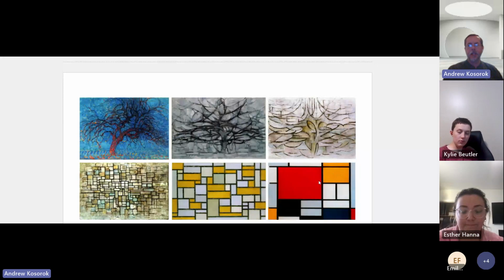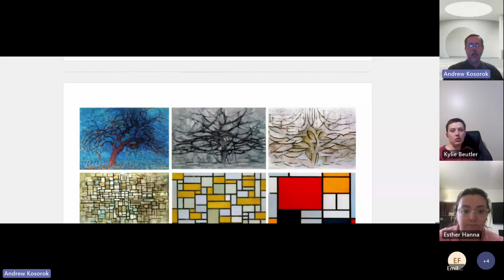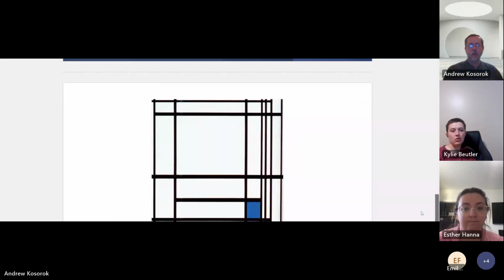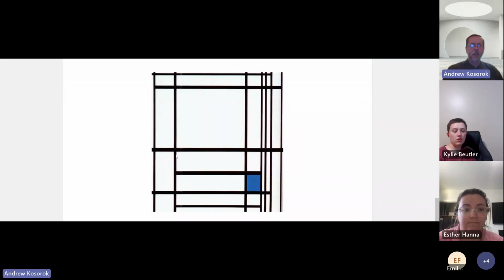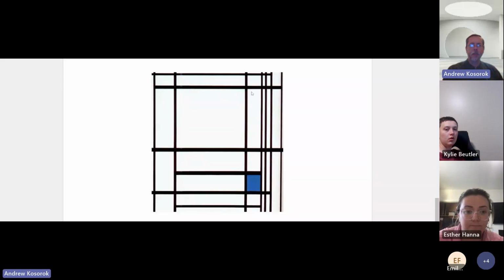What's he also doing with the colors here? He's simplifying them even more. By the end of his life, he was painting with essentially primary colors and green. And that's it. But if I tell you this is the horizon line, these are paths in a park, this is a tree, and this represents the sky or a cloud, can you see those things?